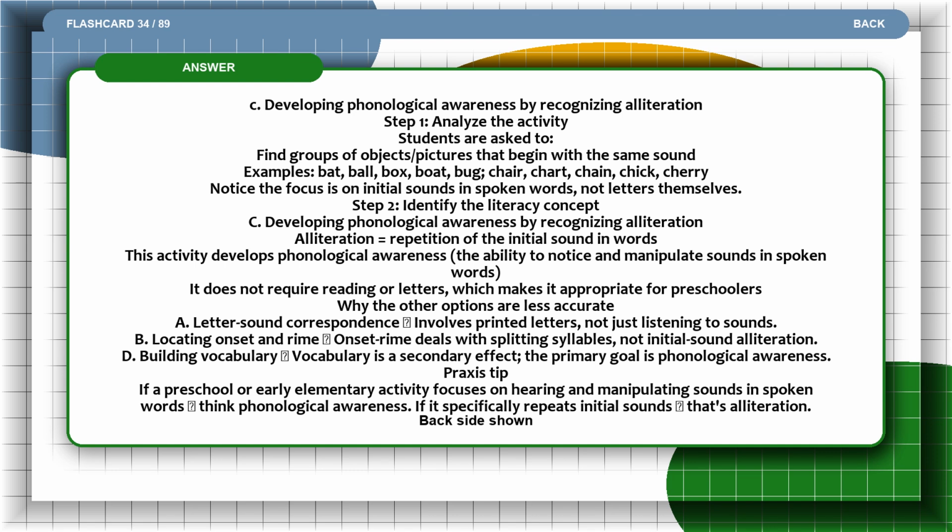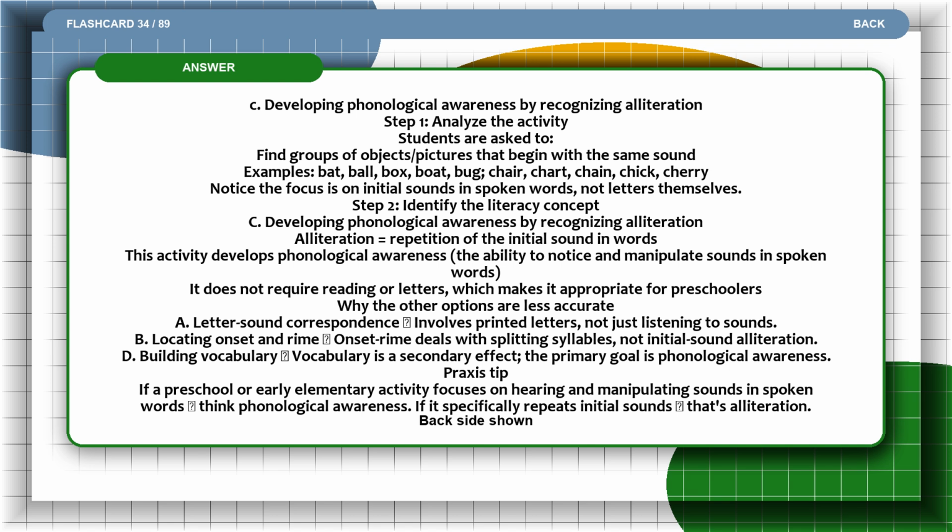Step 1. Analyze the activity. Students are asked to find groups of objects / pictures that begin with the same sound. Examples: bat, ball, box, boat, bug, chair, chart, chain, chick, cherry. Notice the focus is on initial sounds in spoken words, not letters themselves. Step 2. Identify the literacy concept. C. Developing phonological awareness by recognizing alliteration. Alliteration equals repetition of the initial sound in words. This activity develops phonological awareness, the ability to notice and manipulate sounds in spoken words. It does not require reading or letters, which makes it appropriate for preschoolers, while the other options are less accurate.